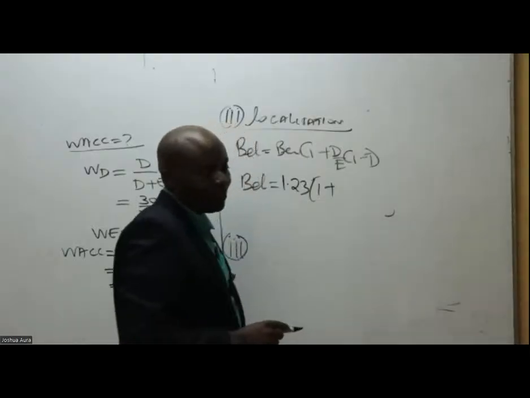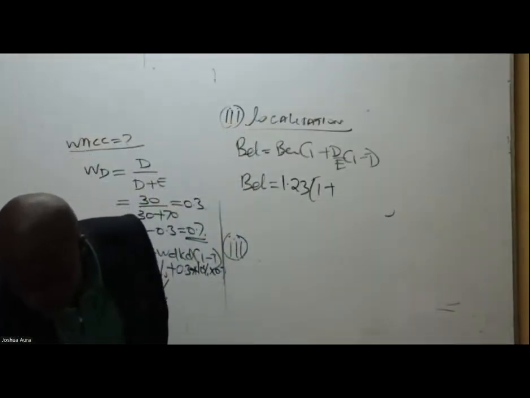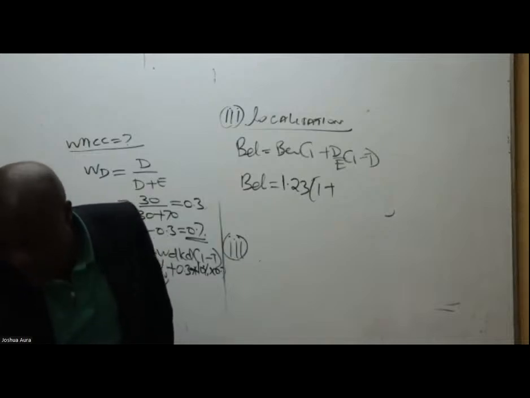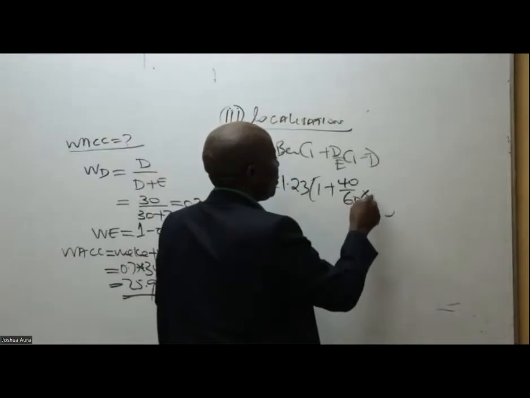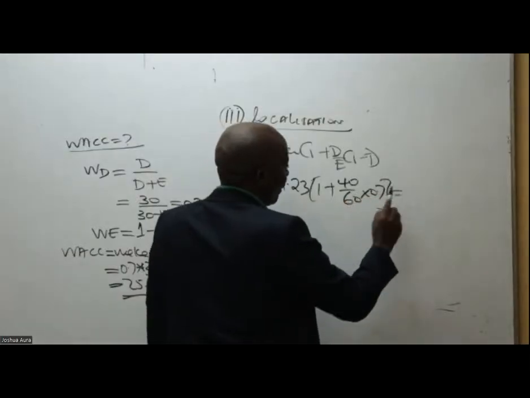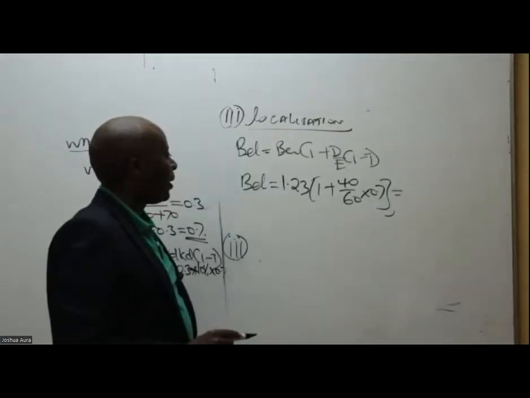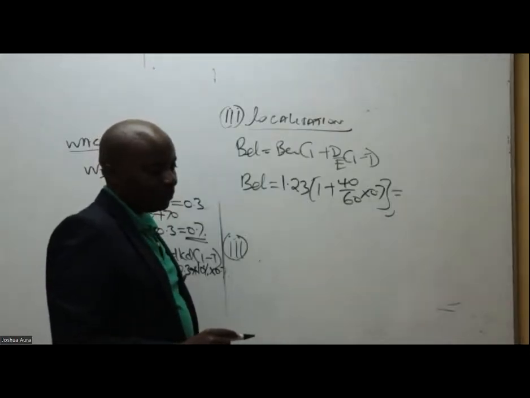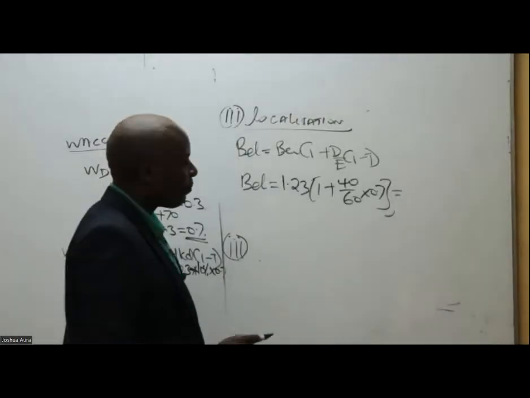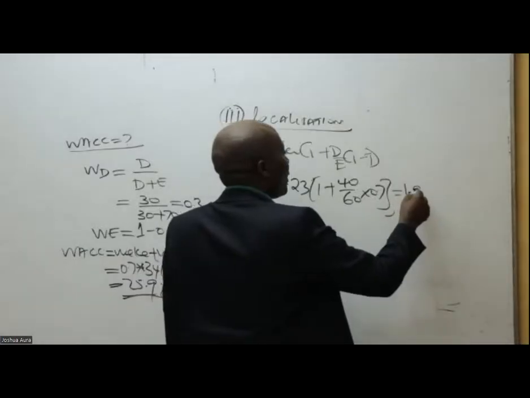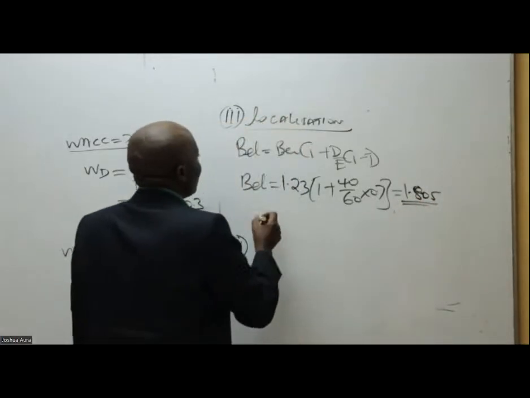They have given us the debt percentage as 40, 60. So plus 40 over 60 times 0.7. So could you kindly give me the final answer there, the bell? So 1.805. Once I get this 1.805, I'll be able to move to the next thing.